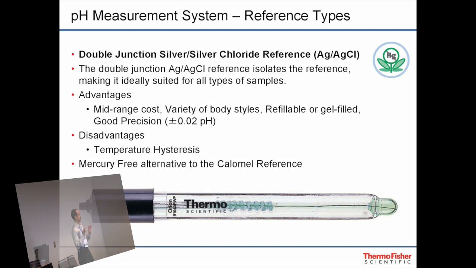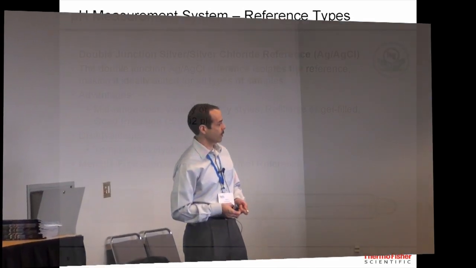And so you don't have a lot of the clogging issues that you do with a single junction electrode. So for your water samples, for your wastewater samples, I would definitely recommend, at the very least, a double junction reference in your electrode. It'll make a big difference.